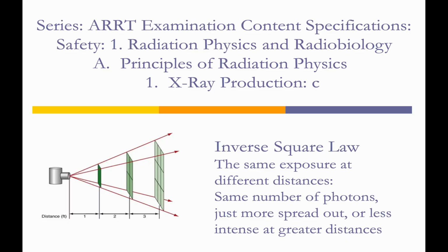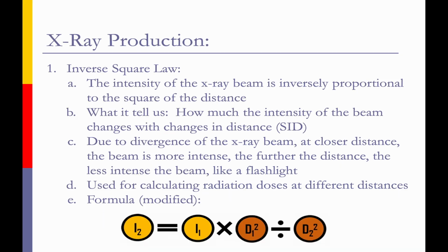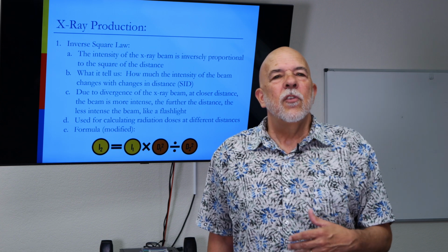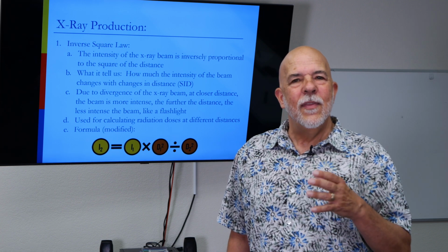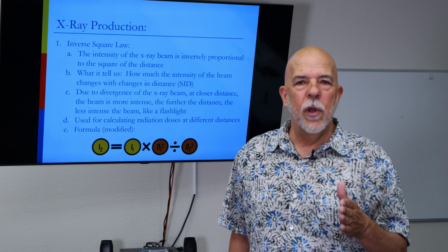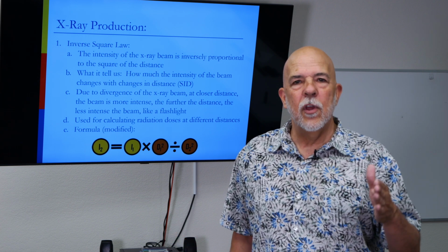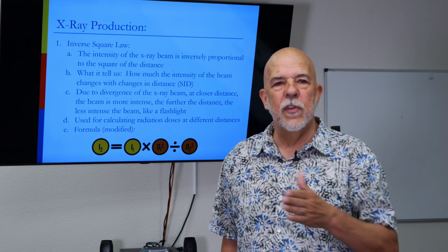So what the inverse law tells us is how much exposure changes at different distances from the source if your technical factors stay the same. Specifically, the inverse square law states the intensity of the X-ray beam is inversely proportional to the square of the distance. Perfectly clear the first time you're hearing it, right? Maybe not. So what that does tell us is the intensity from one point, if we change our distance from the source to the detector, how much that changes.